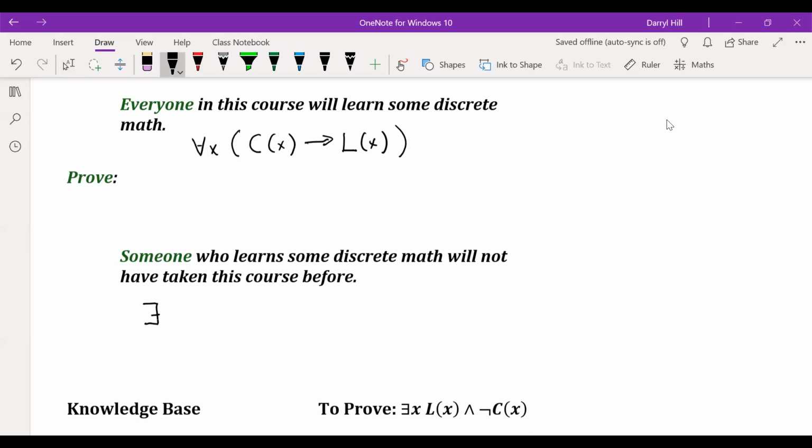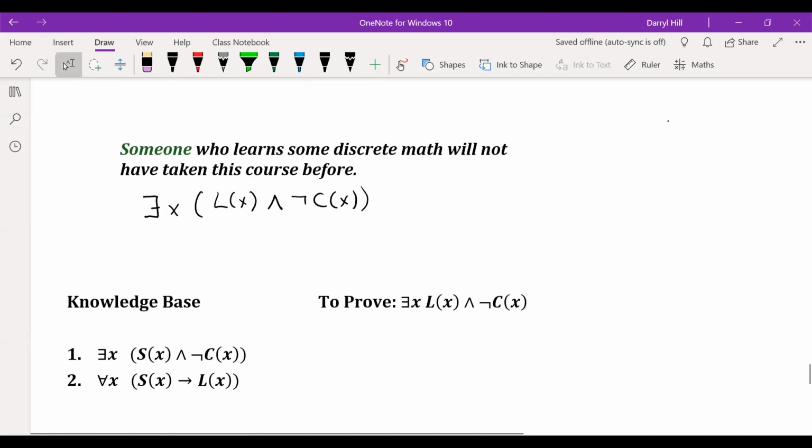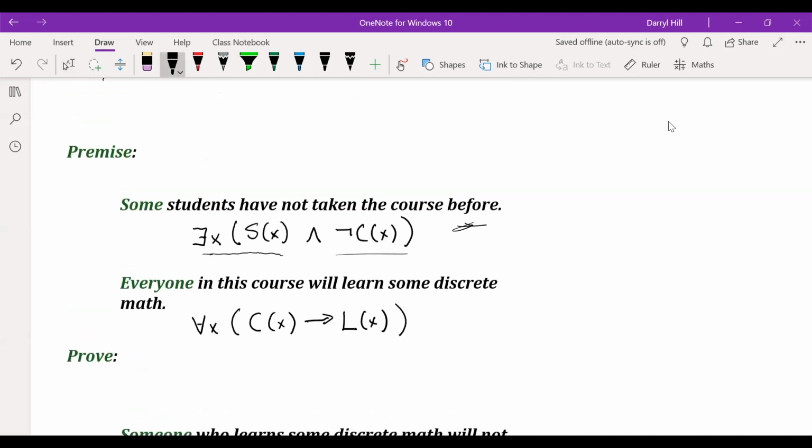There exists an x such that, again, we've learned some discrete math and will not have taken the course before. Generally speaking, although this is not a hard and fast rule, when you use there exists, you want to use the conjunction, and if you use for all, it's the implication. It's not always true, but in a lot of cases it is. So don't take that as gospel, but do try it out first and see if it works. So good, we have our two premises. This forms our knowledge base.